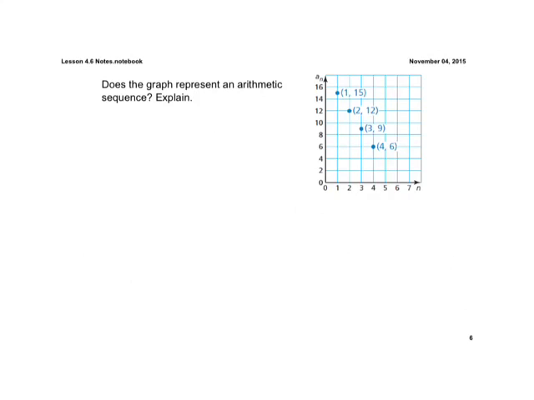So if we look at this graph, does this graph represent a sequence? Well, we see that the points are in a line. We could connect these dots, and they follow a line. So yes, this does represent an arithmetic sequence.